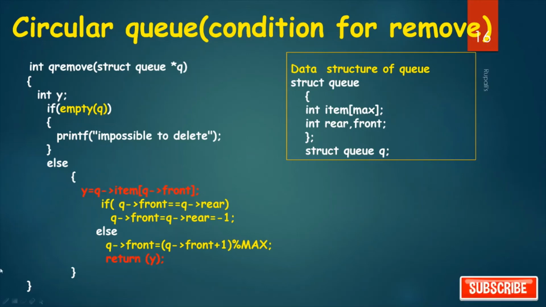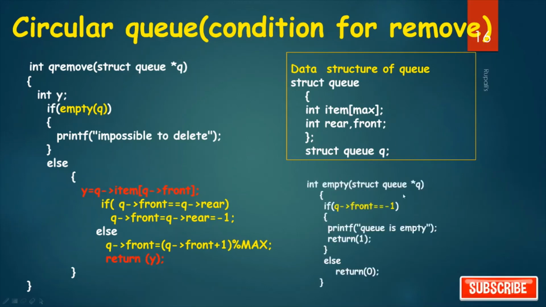Okay. See the code. First, the return type is integer because the deleted element is an integer element. We have to return that element. It is the integer queue, all elements are integer, so the deleted element is also integer. Function name is QRemove. Here I am passing the address of the queue structure. Now call the function empty. We already learned how to write the empty function. Passing the address of the queue structure, see here.